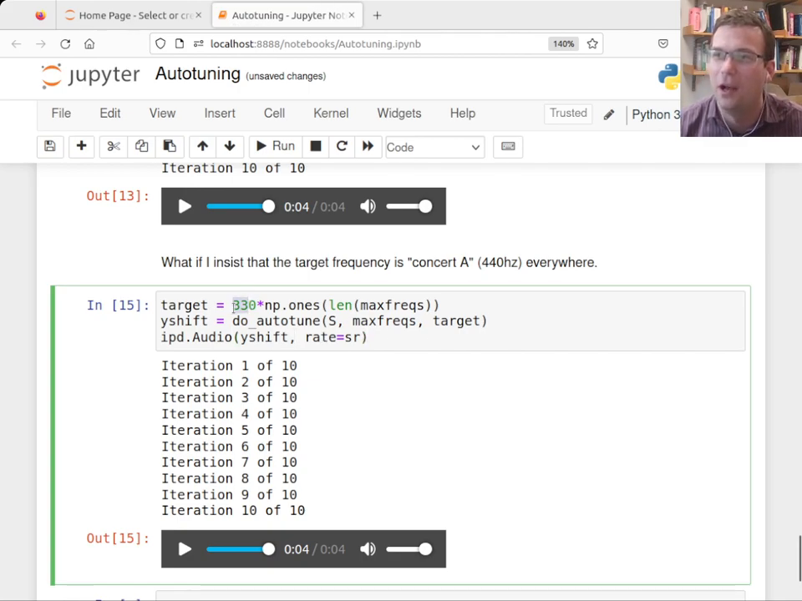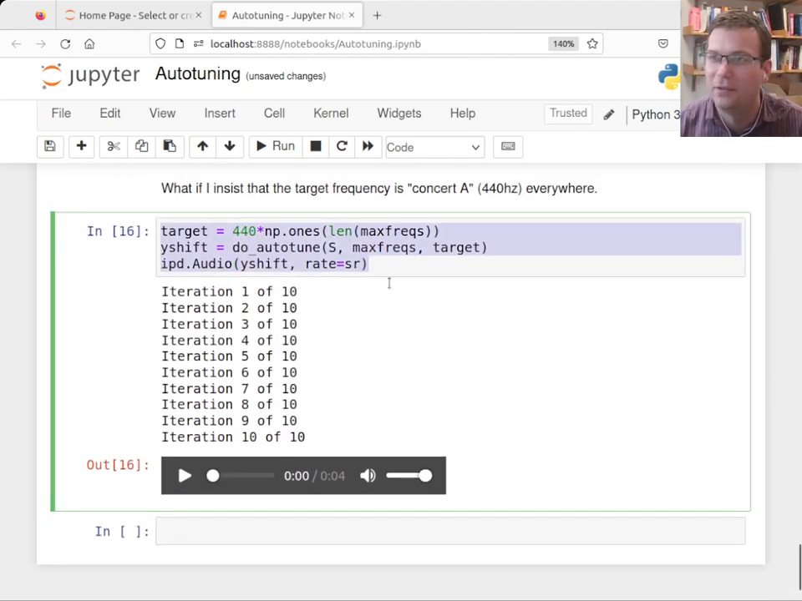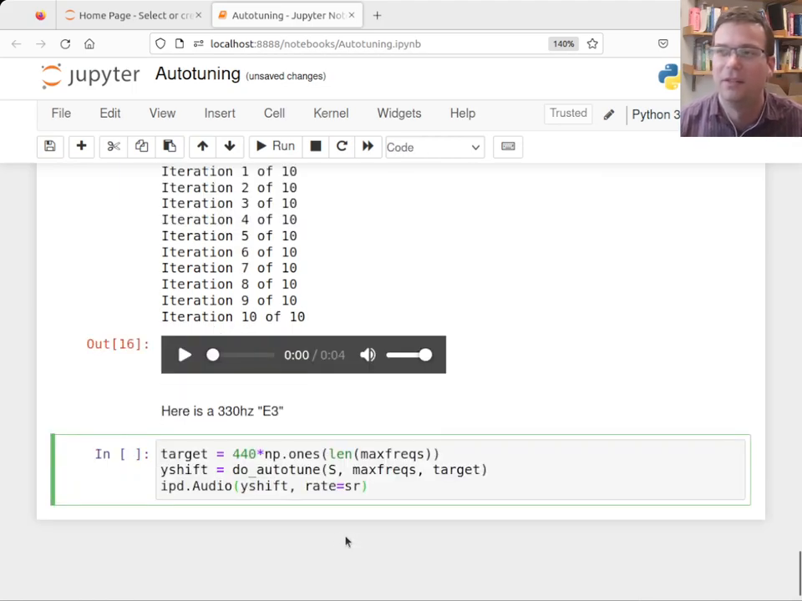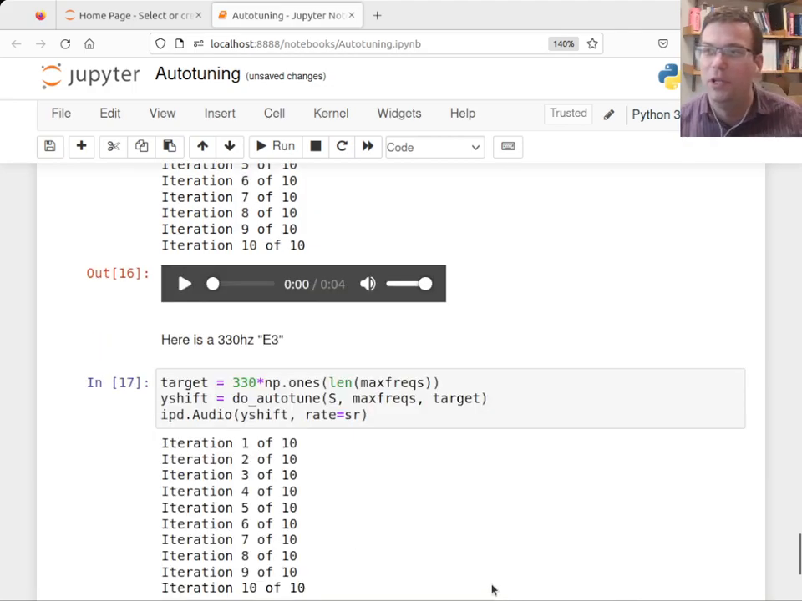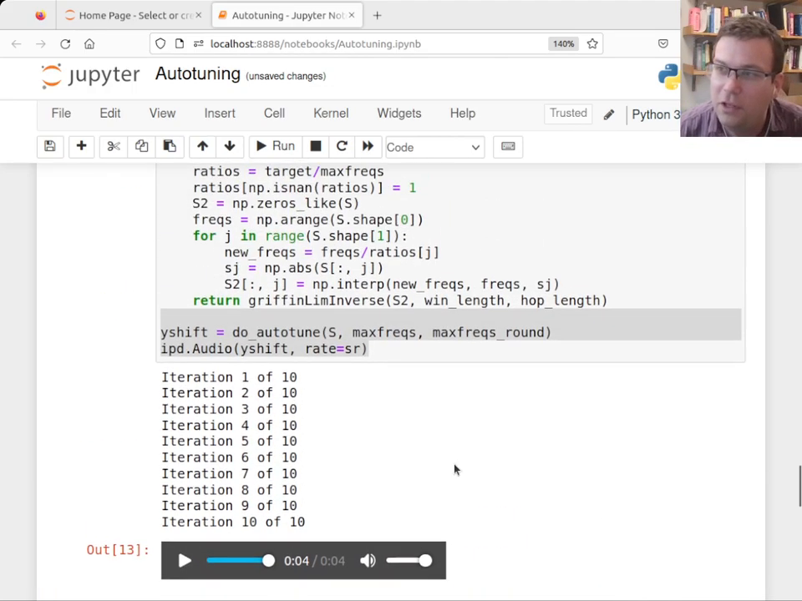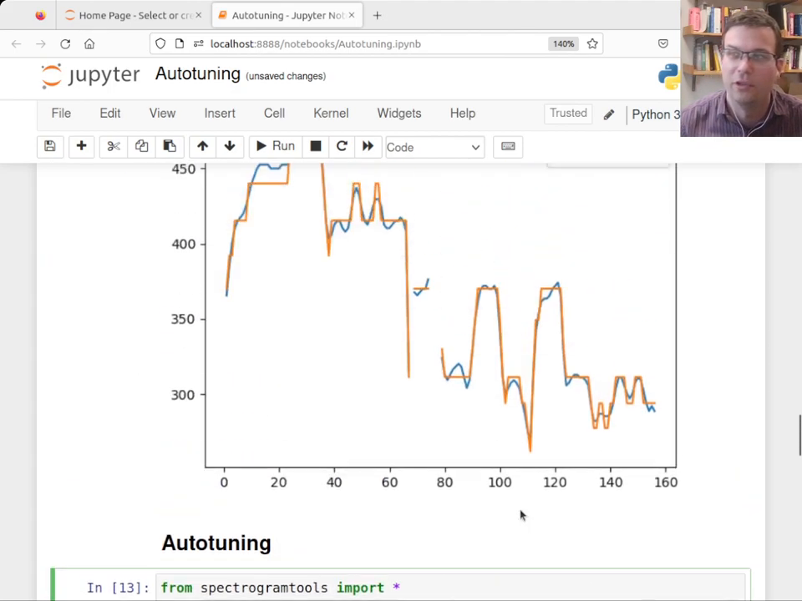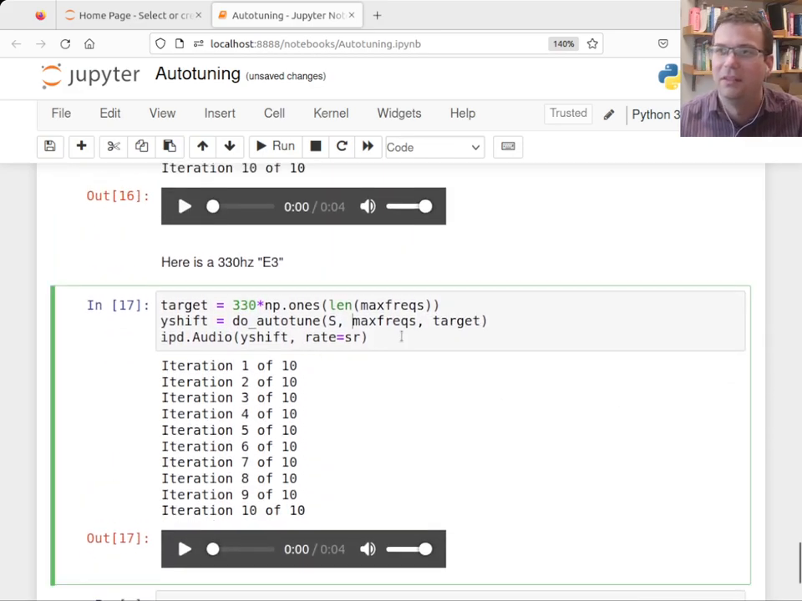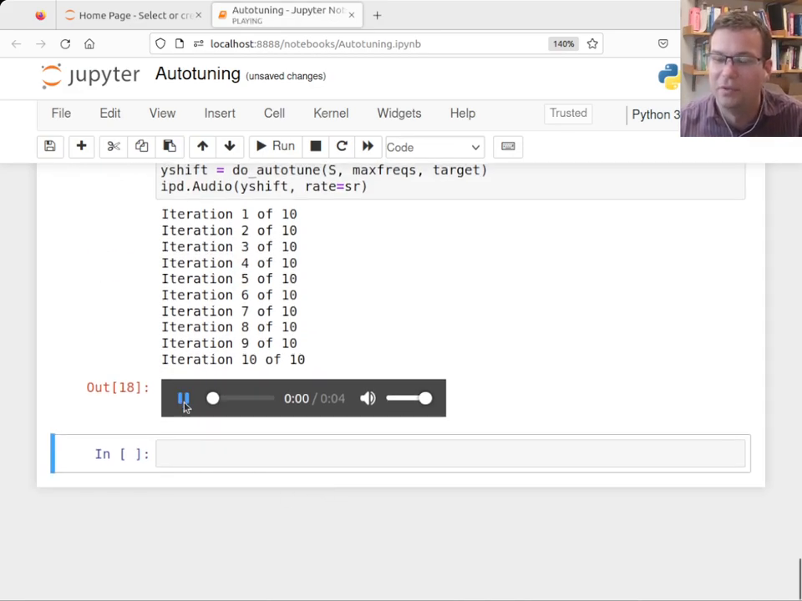So, okay, I'll put two different entries in the notebook here. So there's concert A, and then here's the E below A. Here is a 330 hertz E3 note. So anyway, that kind of blew my mind. Autotune usually just moves pretty close to where you already were. But there's nothing stopping me from doing something radically different here.